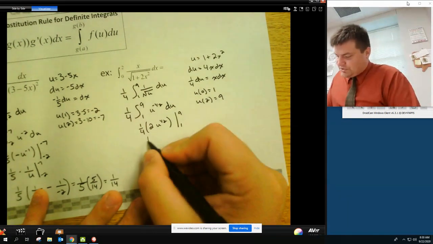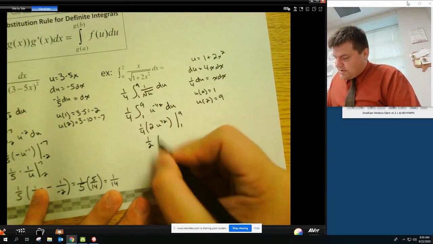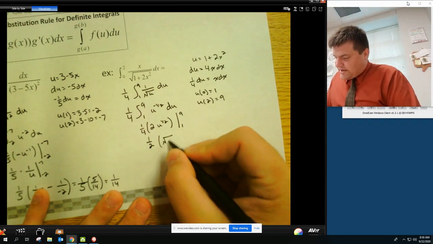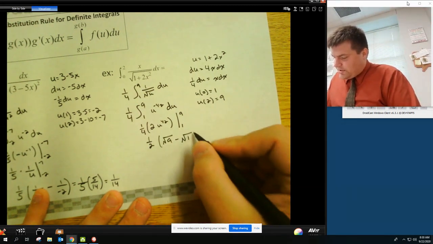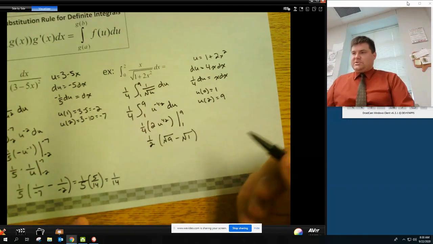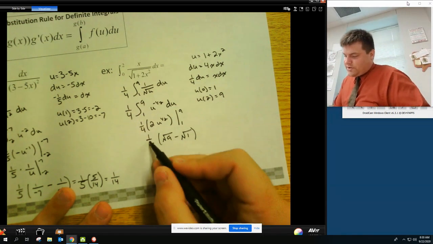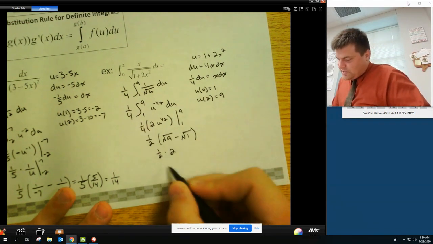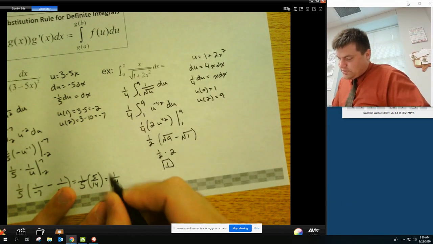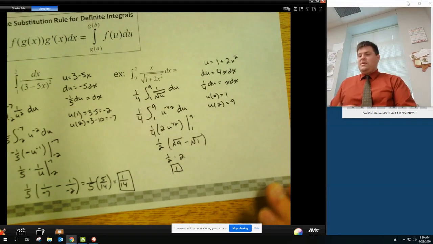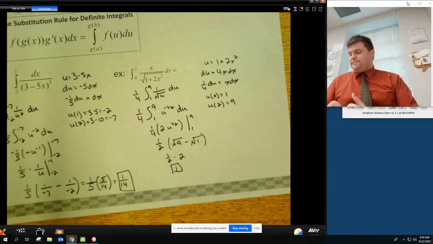This is really just going to change into a 1/2 right here. Square root of 9 minus square root of 1, which is going to give me an answer of 1, right? Because you're going to get 3 minus 1, which is 2. 1/2 times 2 is 1. I'll explain their answer as well. And that's just u-sub with definite integration, okay?